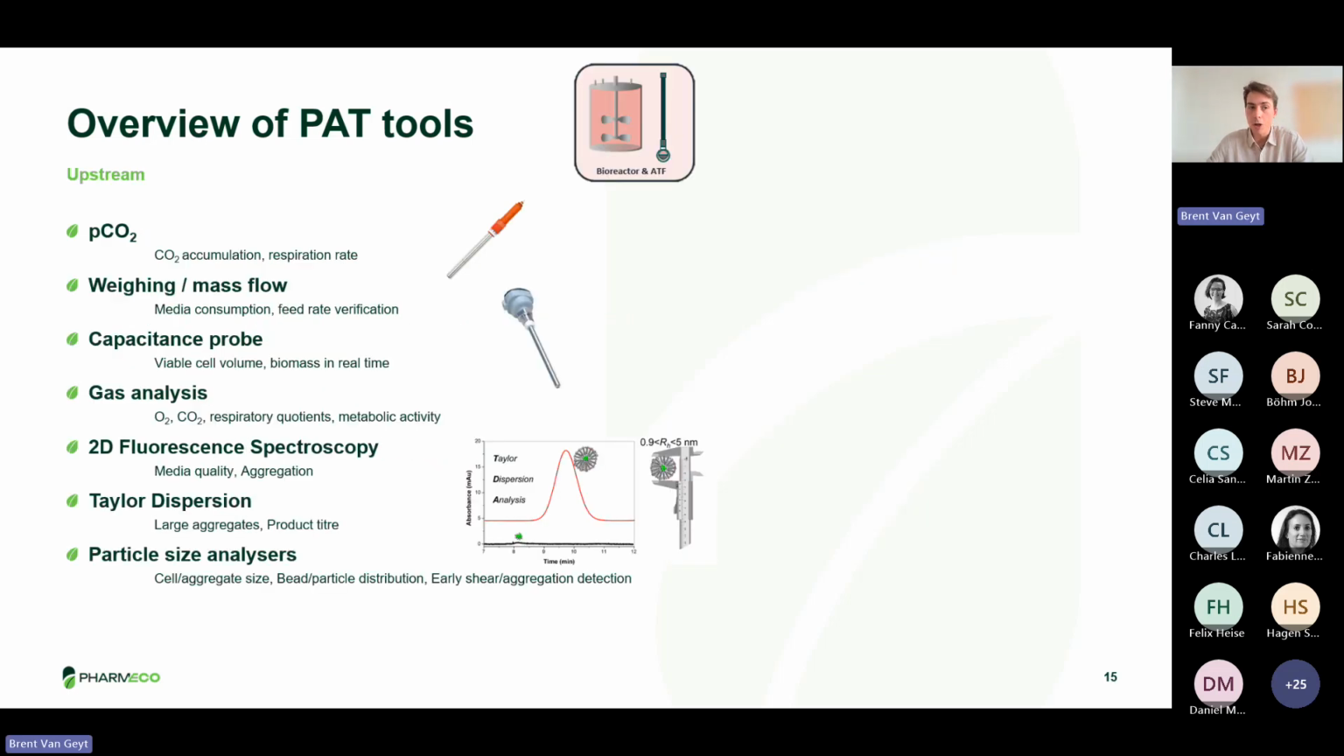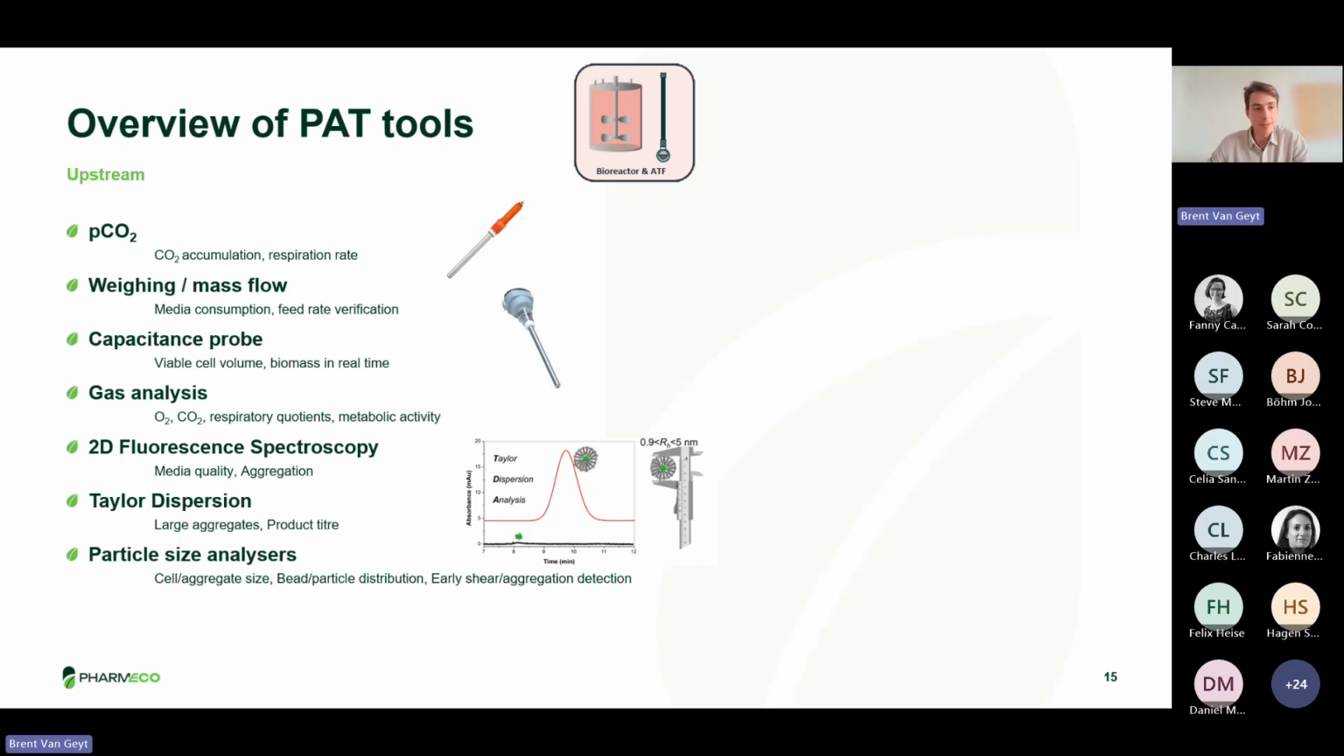If we look more closely at the upstream part, we can implement pressurized CO2, where we measure the CO2 accumulation. We can also add a weighing cell, mass flow. This is basically a balance underneath our bioreactor. This way we can measure the media composition and the flow, the feed rate of our line. We can also use a capacitance probe to have an idea about the viable cell volume.